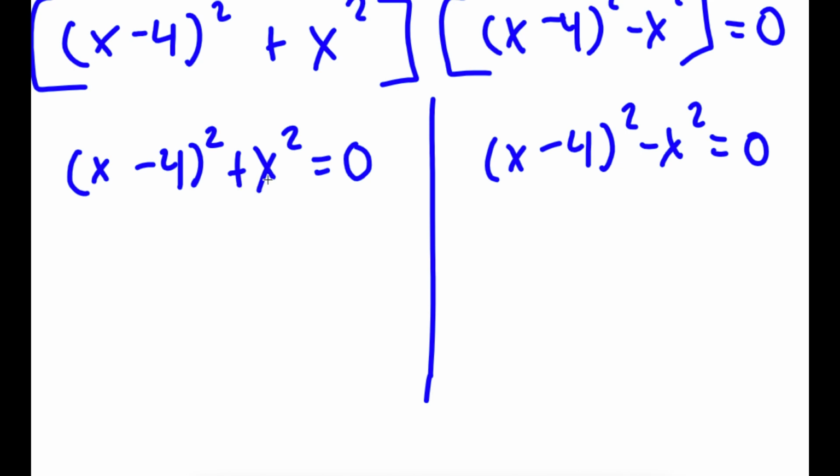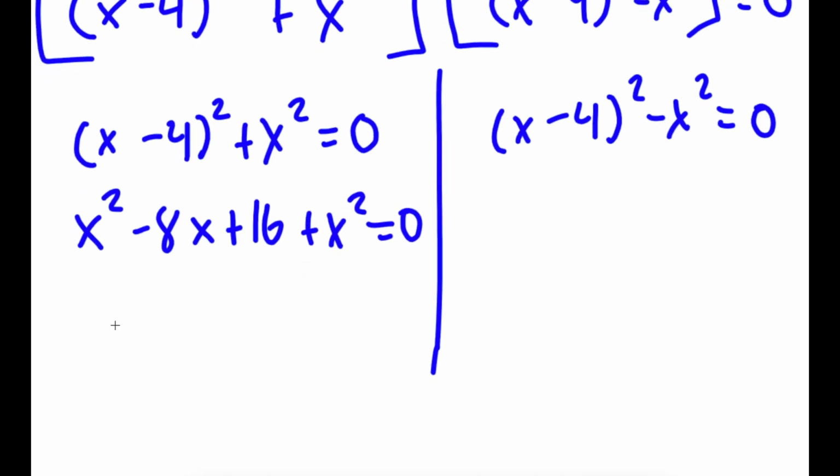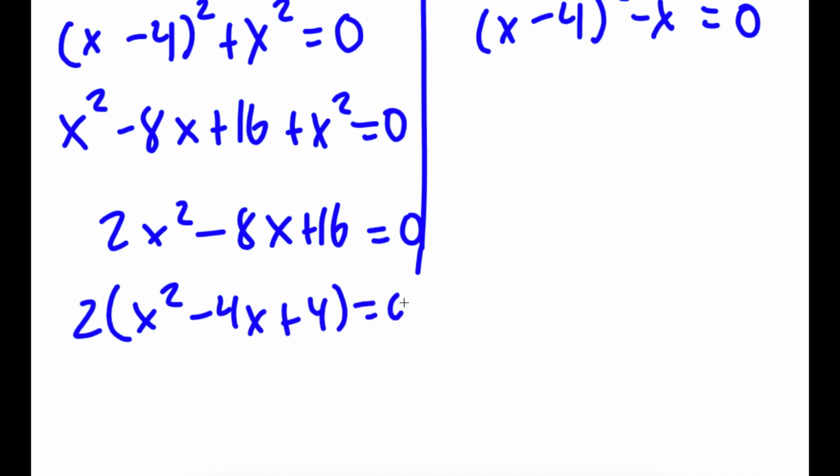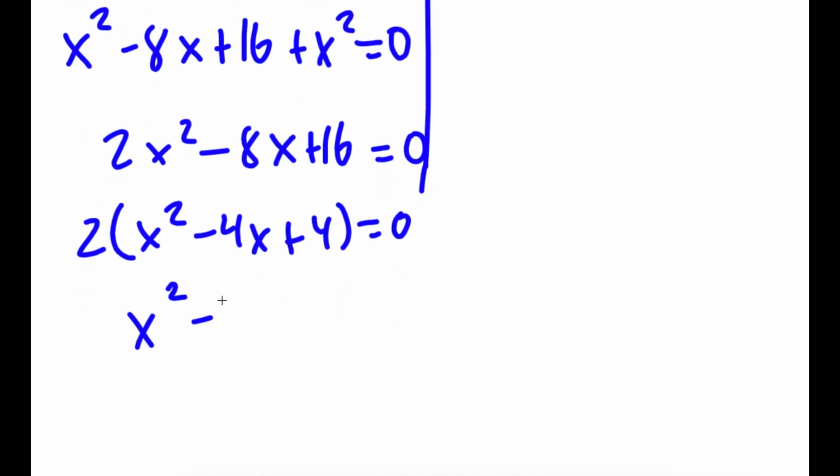So now to simplify this, I'm going to go ahead and expand this. So x minus 4 squared is equal to x squared minus 8x plus 16. So I have this plus x squared is equal to 0. x squared plus x squared is 2x squared. So I have 2x squared minus 8x plus 16 is equal to 0. Now I'm going to factor out 2, so I have 2 times x squared minus 4x plus 4 is equal to 0. So I have x squared minus 4x plus 4 equals 0 if I divide 2 on both sides.